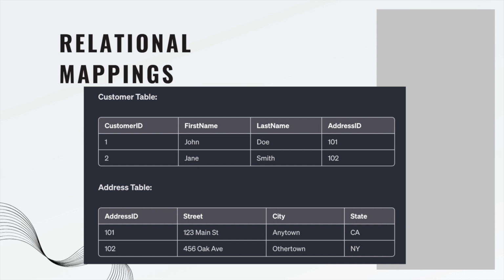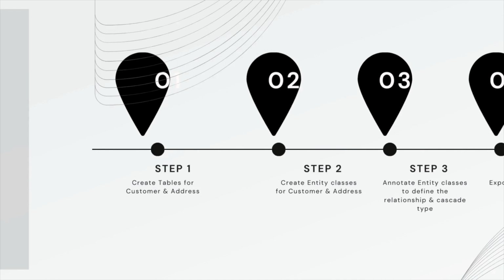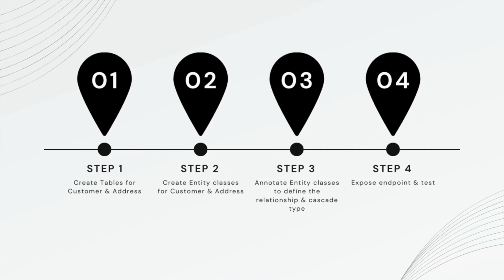Eventually, we're going to come back and change this relationship from one-to-one to one-to-many, and then we'll change it to many-to-many. And we'll have to do a couple of things in order to achieve that. Okay, so we have a lot of work to do. First, we need to create our tables for customer and address. Then we need to create our entity classes in Java for customer and address. Then we need to annotate our entity classes to define the relationship and the cascade type, which we will cover once we get there. And lastly, we need to expose a customer endpoint and test it out.